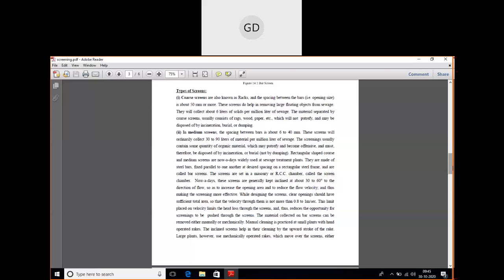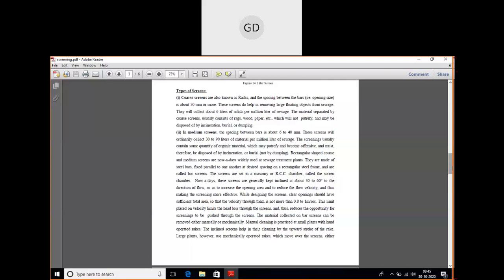The next screen is the medium screen. The classification of the types of screens is generally based on the spacing. Coarse screens, as the name says, have bars spaced at a very large spacing. The medium screen has less spacing, and the next, fine screens, will have finer pores. In medium screens, the spacing of the bars is about 6 to 40 millimeters.